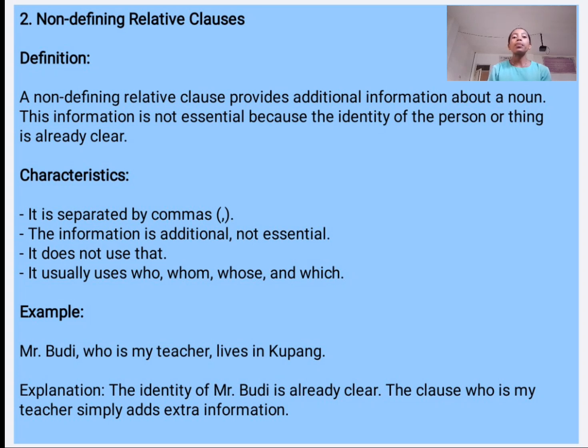Example: Mr. Budi, who is my teacher, lives in Kupang. Explanation: the identity of Mr. Budi is already clear. The clause "who is my teacher" simply adds extra information.